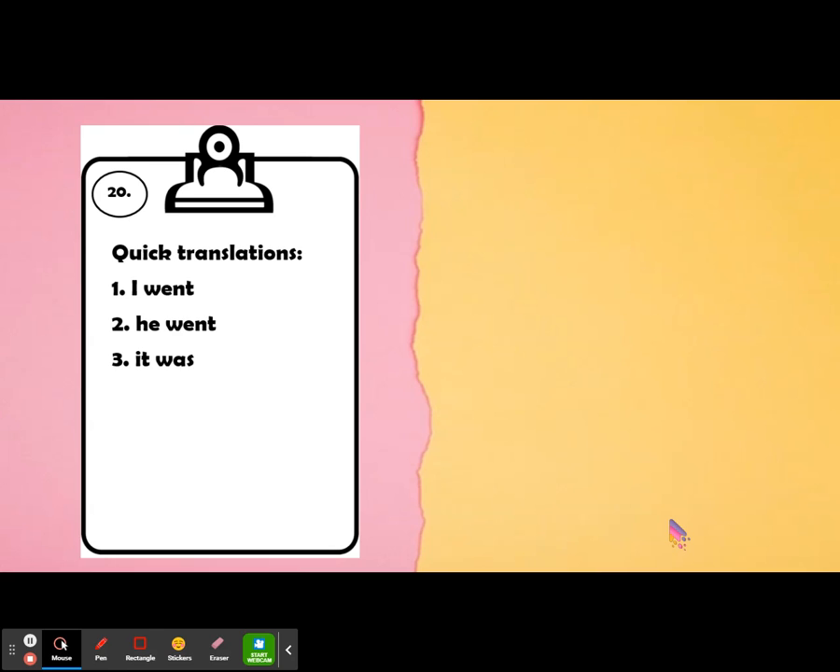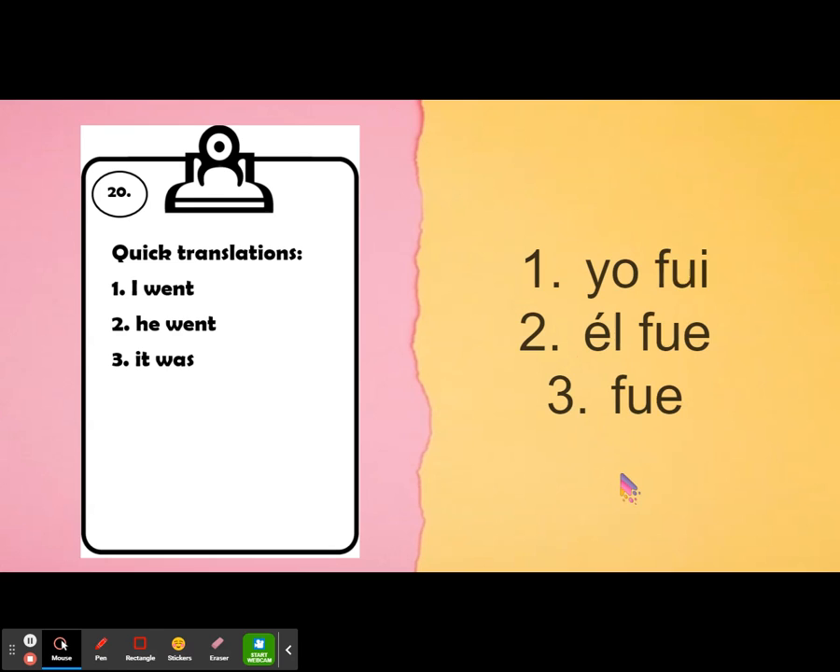All right, quick translations. I went, he went, it was. All right, and I went, yo fui, he went, él fue, it was. If you put lo fue, it is the subject. It's not a direct object pronoun, so we don't need the lo. It was is just simply fue.